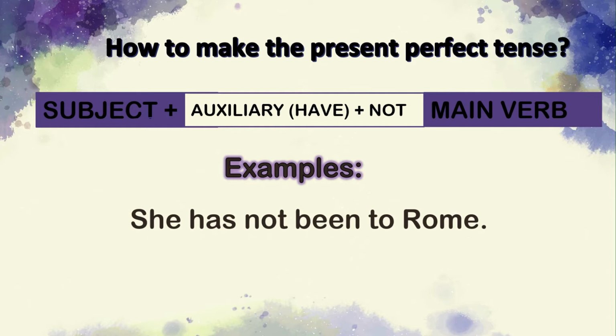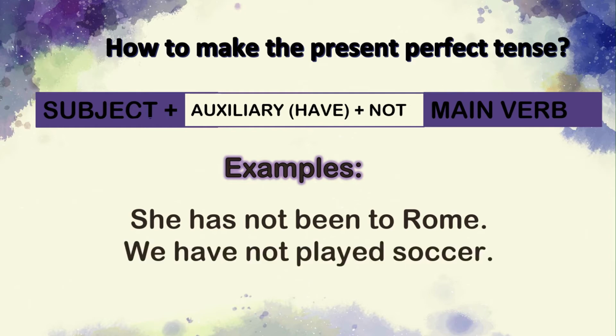And also the complement. Or we have not played soccer. So also here you have we, the subject, have, that is the auxiliary, the word not, then the verb in past participle. In this case, this is a regular one, and it is the same as the simple past, right? So the complement also, so we have not played soccer.